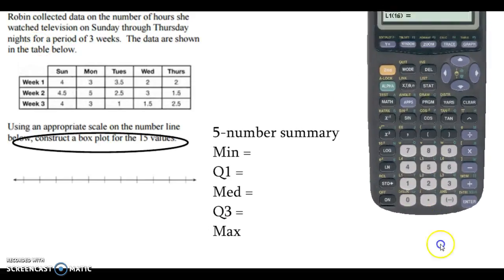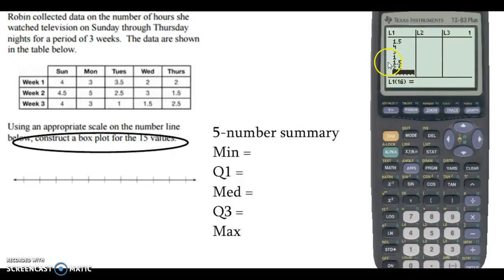Alright, a moment's passed. Here's my calculator with all the data inputted. We go again to stat calc 1-var statistics, and we can see a number of different pieces of information, but the important information are the minimum, the quartile 1, the median, the third quartile, and the maximum.